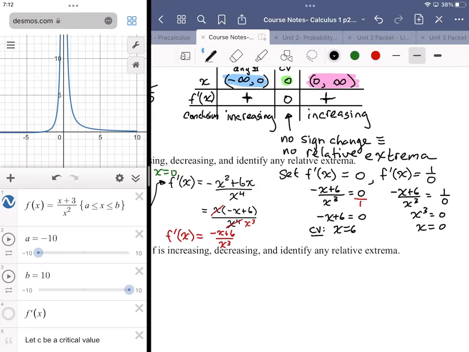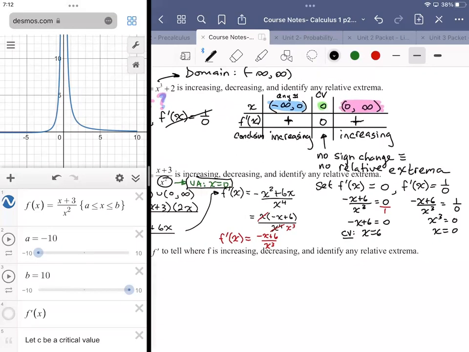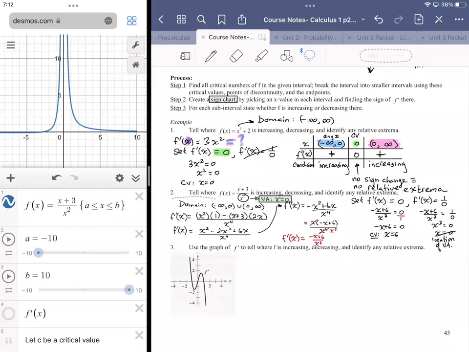Now you might look at that and say critical value, but we have a vertical asymptote at x equals 0, which means that that can't be a critical value because there's no graph there, right? Location of the vertical asymptote, right? There's no function there. So it can't be a critical value because it doesn't exist as part of the function, right? It has to be part of the original function in order to be a critical value on the function.